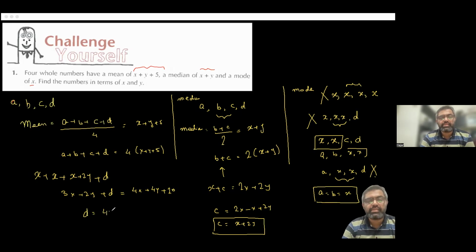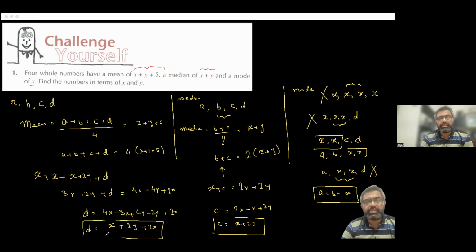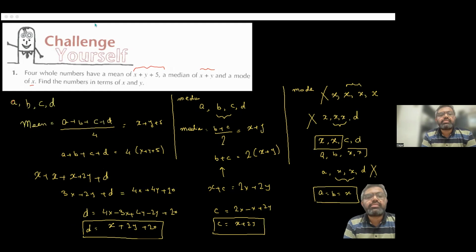So this is 4X. Bring 3X to the right-hand side, it is 3X, and plus 4Y minus 2Y plus 20. Keep 20 as it is. So for the value of D, we have got X plus 2Y plus 20. So we have got all our elements A, B, C, D in terms of X and Y. So that was the first question of Challenge Yourself. Let's move to the next question.